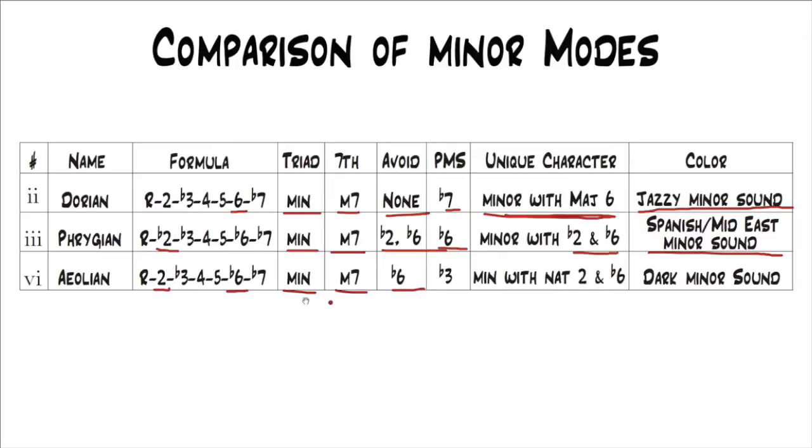The void note is a flat 6 though, because the distance between it and the perfect fifth is a minor second, so it's a dissonant interval. Parent major scale is a flat 3, and the unique character is that natural second, or major second, with the flat 6. And with that flat 6, it creates a dark minor sound, but not as dark as Phrygian.